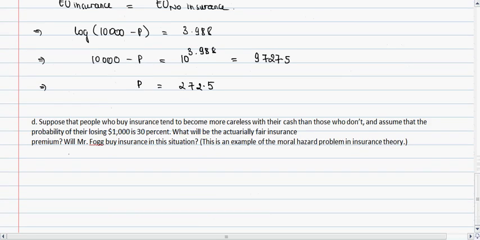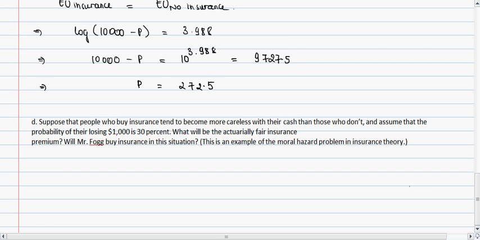Alright, so part D: suppose that people who buy insurance tend to become more careless with their cash than those who don't, and assume that the probability of their losing $1,000 becomes 30%. The question is asking what is going to be the fair insurance premium, and will the consumer buy the insurance in this situation?